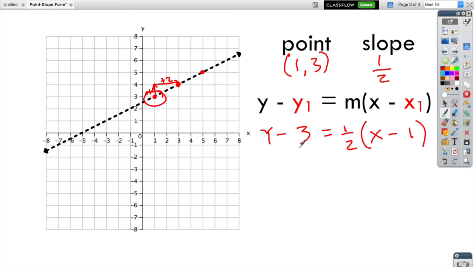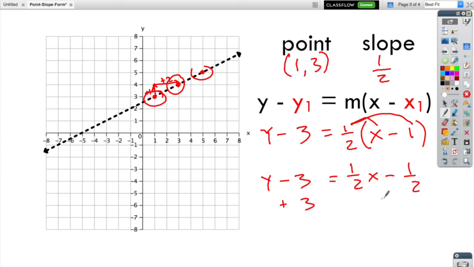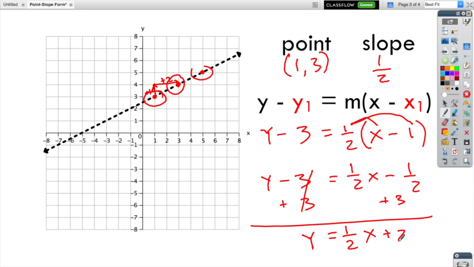And again, because if we had picked a different point, our equation would look different. We always simplify so that everybody's answers look the same in slope-intercept form. So let's distribute the 1/2, add 3 to both sides. So we get y by itself equals 1/2 x plus 2.5.